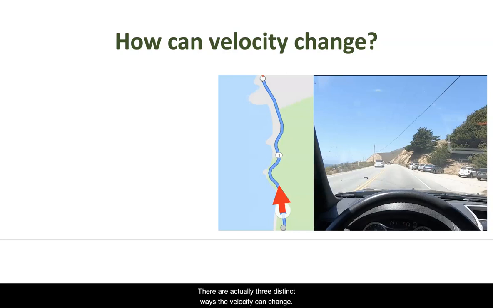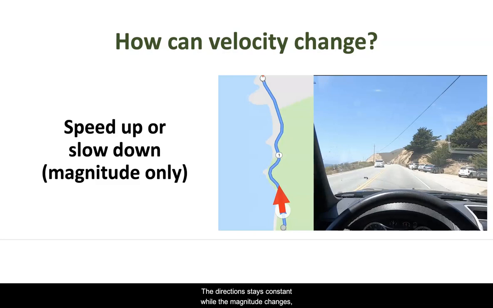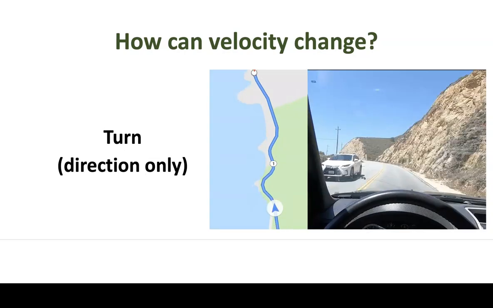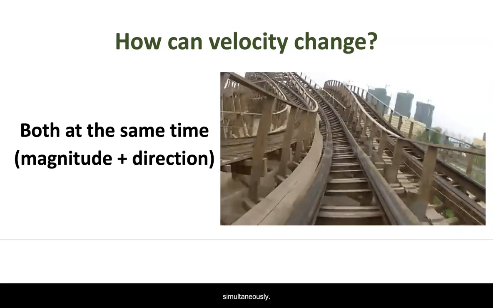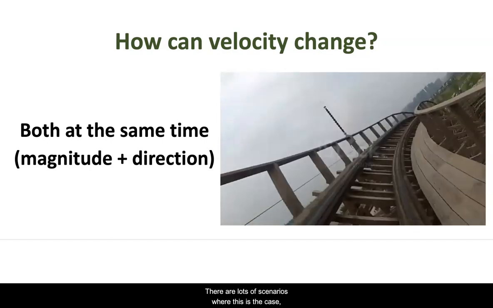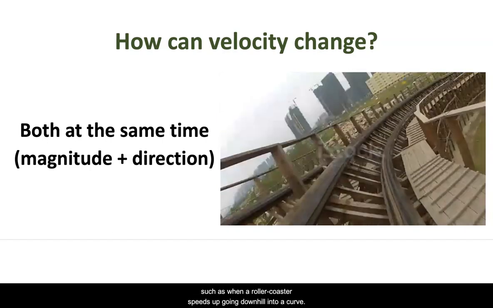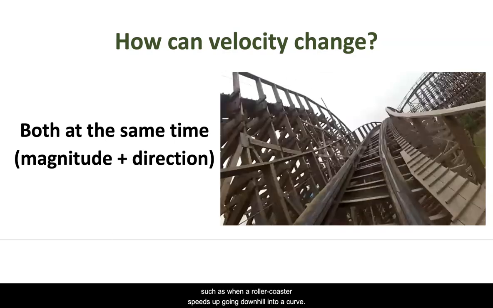There are actually three distinct ways the velocity can change. The direction stays constant while the magnitude changes, that is, the car speeds up or slows down while traveling along a straight section of road. The magnitude can stay constant while the direction changes, such as when a car takes a curve at constant speed. Or both the magnitude and the direction can change simultaneously. There are lots of scenarios where this is the case, such as when a roller coaster speeds up going downhill into a curve.